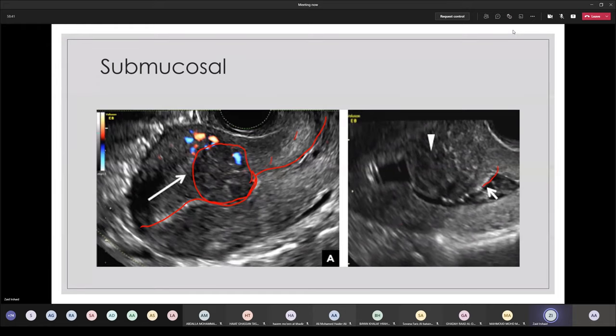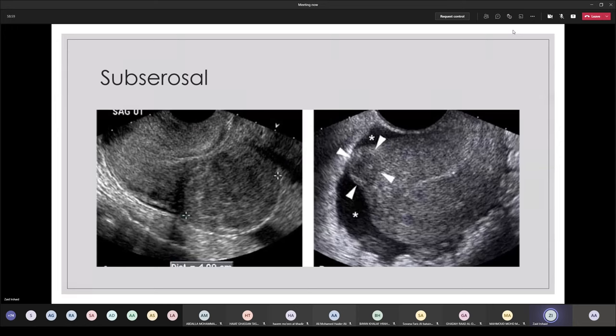This is a uterus, black instead of white here because the endometrial cavity is filled with blood. This is done in the menstrual phase of the cycle. And you see here, there is a large fibroid again impacting the endometrium. And again, that will tell us this is a submucosal fibroid.